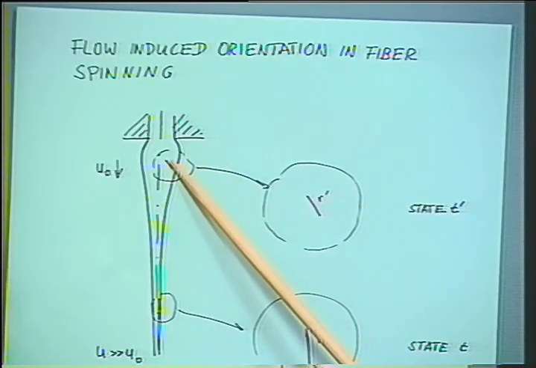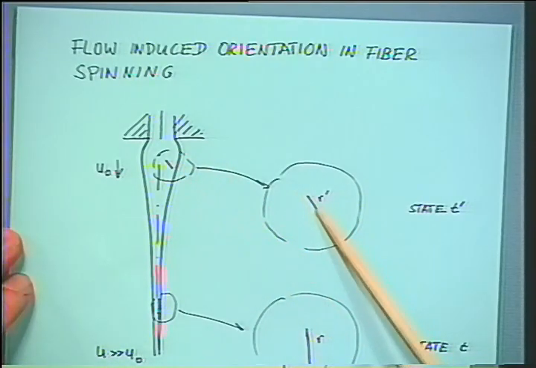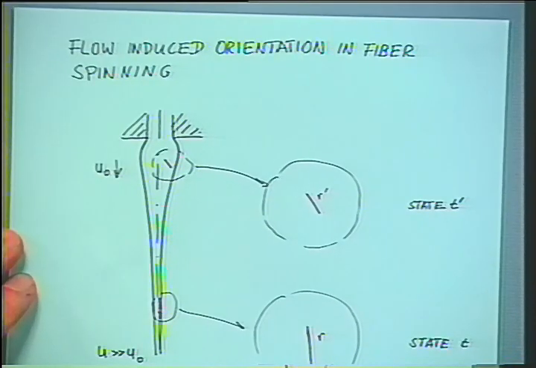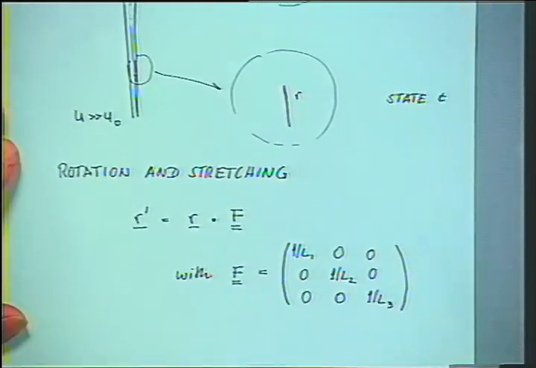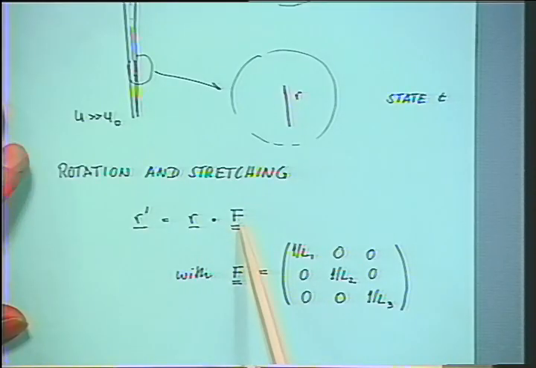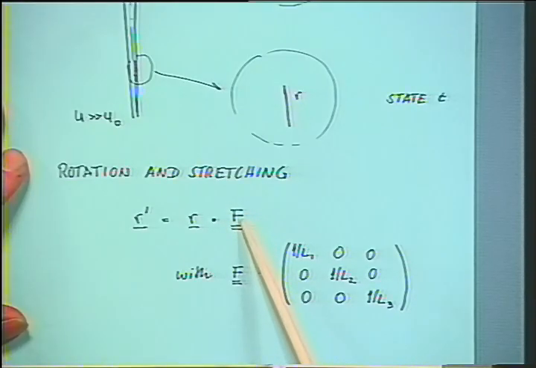this material vector is being rotated and stretched when it goes from the upper position to the lower position, when it goes from state T prime to state T. And the rotation and stretching of this vector is given by the deformation gradient between T prime and T. If we have that deformation gradient, then we can calculate all those components. And you can do this as an exercise: determine the deformation gradient in a fiber spinning experiment.